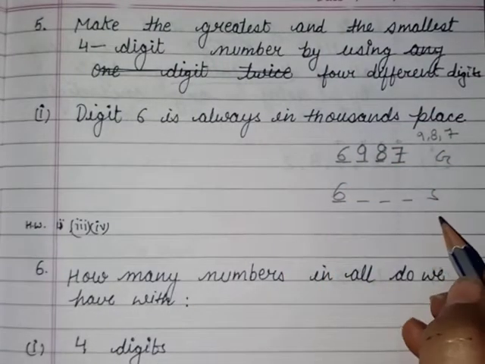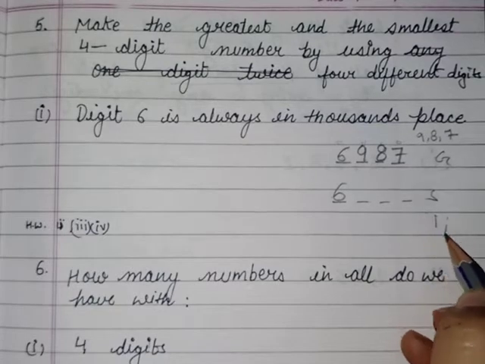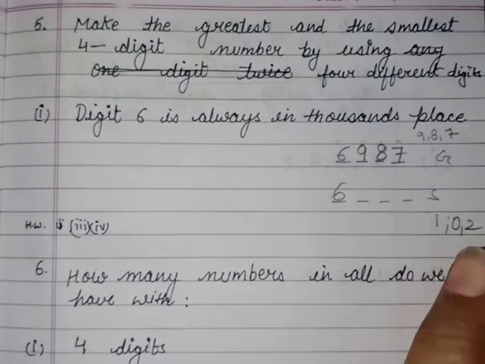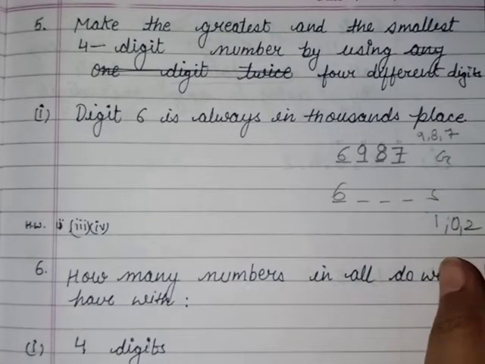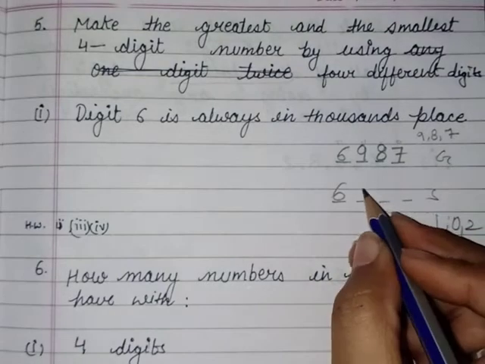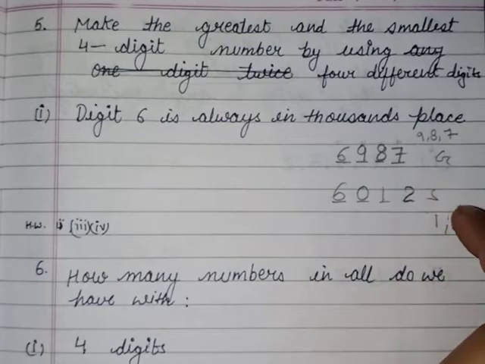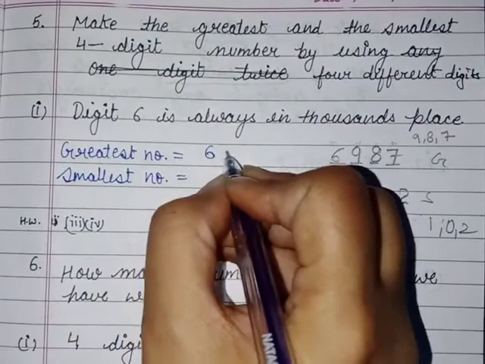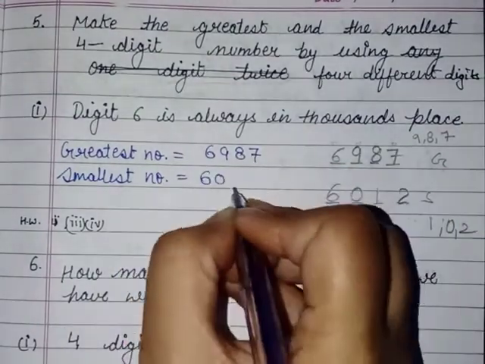Now to form the smallest number, we can use the smallest digits or the smaller digits like 1, 0, 2. These are the smaller digits now. So you will arrange them in ascending order, that means smallest to the greatest: 0, 1, 2. So this is the greatest number and this is the smallest number. The greatest number is 6987 and the smallest number is 6012.